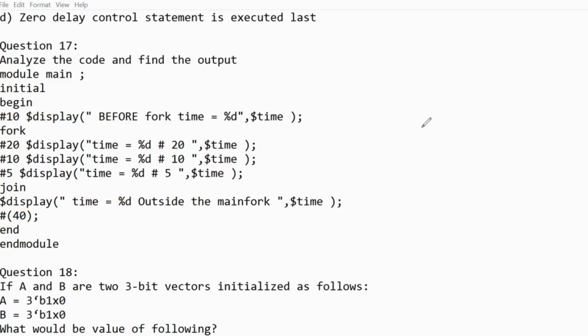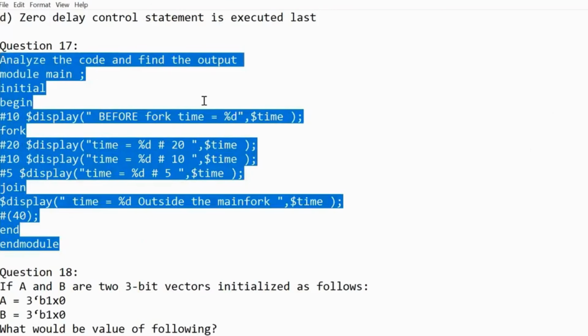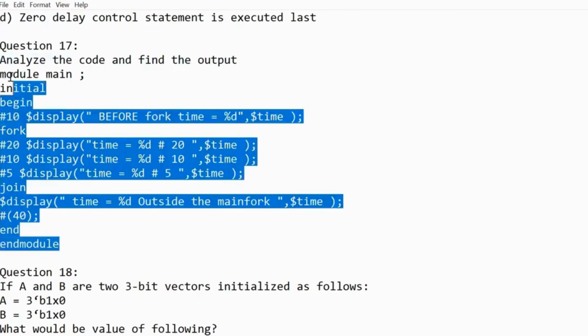Parallel execution in the sense that whatever least simulation time is there, the statements at that least simulation time will be executed first, then accordingly the statements will be executed time-wise, from least to highest simulation time. Those are the fork join. Okay, and next question, note the difference between blocking assignment, non-blocking assignment, and fork join, and let me know.